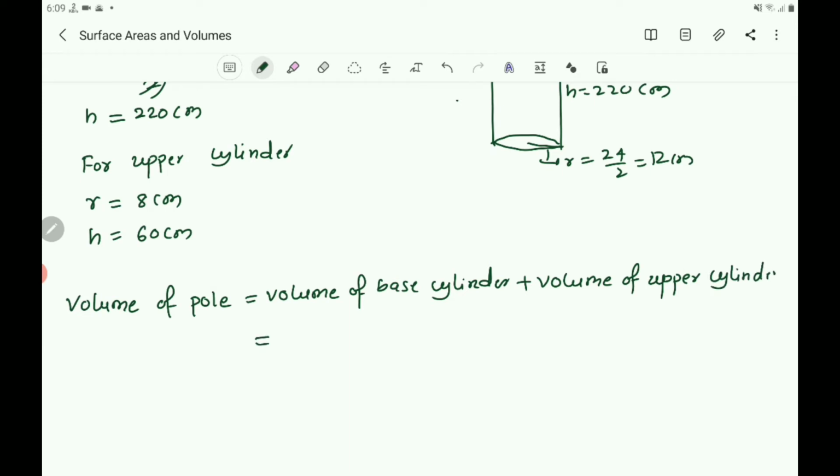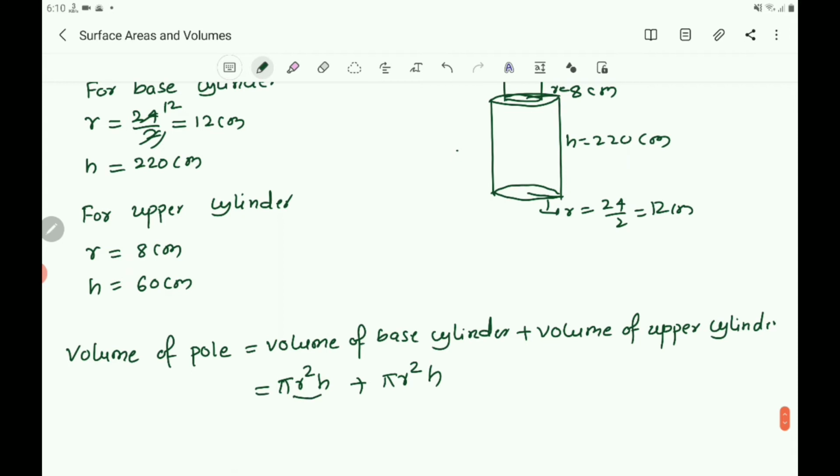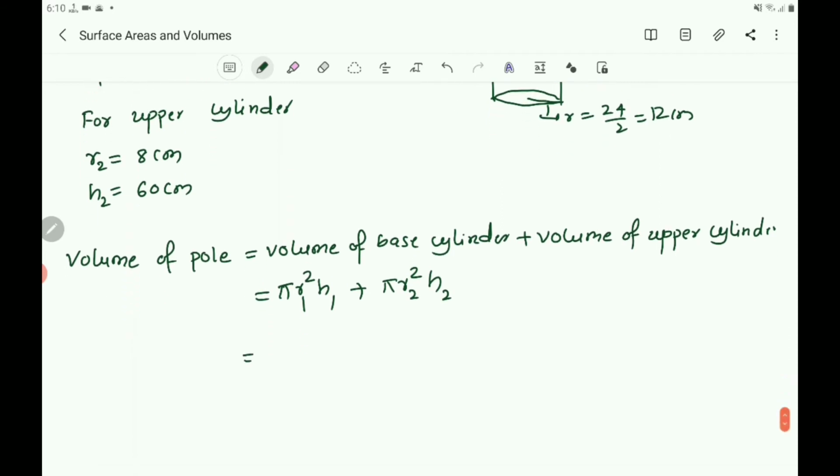Then what is the volume of the base cylinder? The formula for the cylinder is pi r square h. This is also pi r square h. But here this r and h are different from this r and h. So for the base cylinder we take R1, H1, and for the upper cylinder we take R2, H2. Then you can take pi common. Here R1, R2 and H1, H2 are different. Then you write R1 square H1 plus R2 square H2.